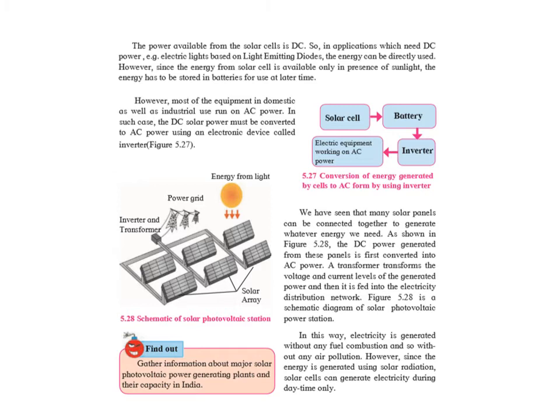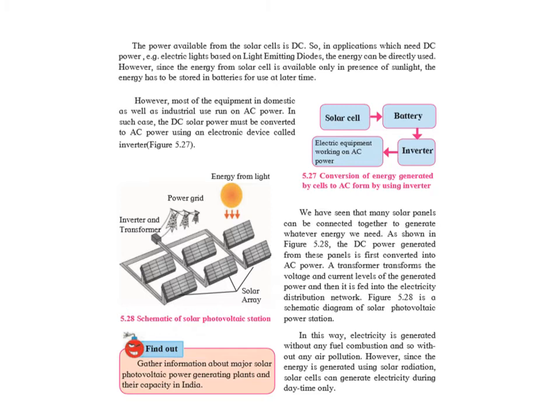However, most of the equipment that we are using in our industries or at our homes runs on AC power, or alternating current. In this case, the DC solar power has to be converted into AC using an electronic device called an inverter. So we saw that the energy from the sunlight is directly converted into DC current. But this DC current needs to be converted into AC current with the help of an instrument which is called an inverter. So they've given you a diagram over here.